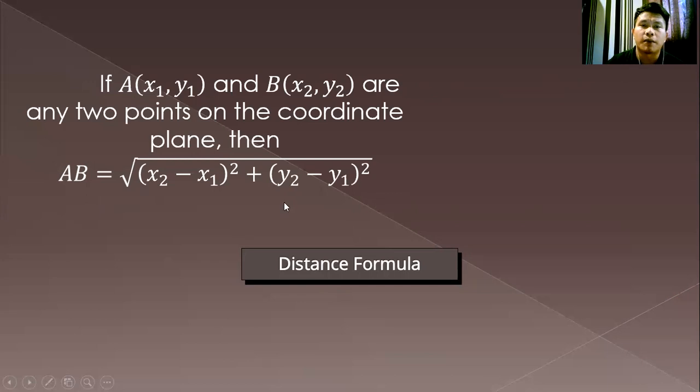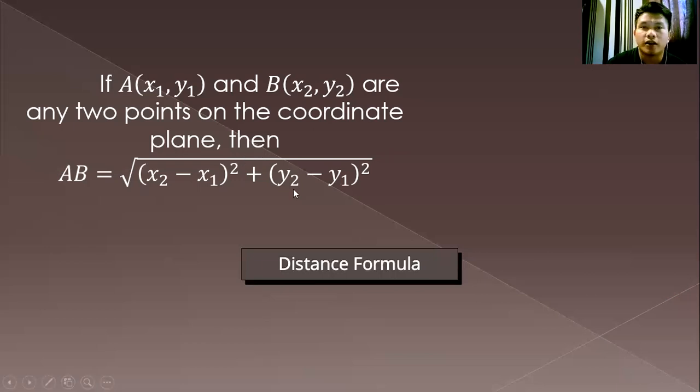Kapag ang distance between the points ay hindi vertical or hindi horizontal, or in other words, hindi siya directed distance na makukuha. Pag sinabi kasi natin class directed distance, you can just count the distance between the points. So mas madali siyang bilangin if ang kinukuha nating length or distance is horizontal or vertical. Kapag yan ay naging oblique or diagonal distance, saka natin ginagamit itong ating formula na ito.